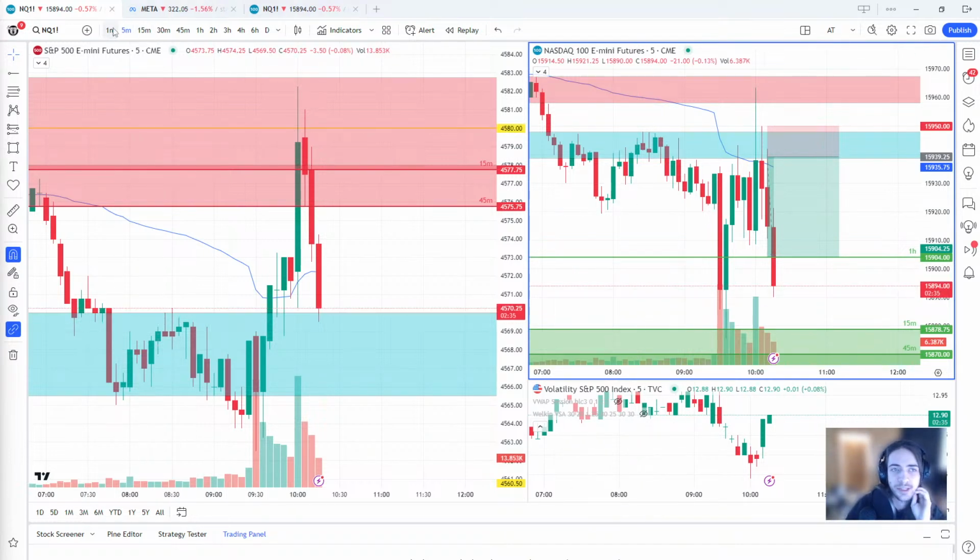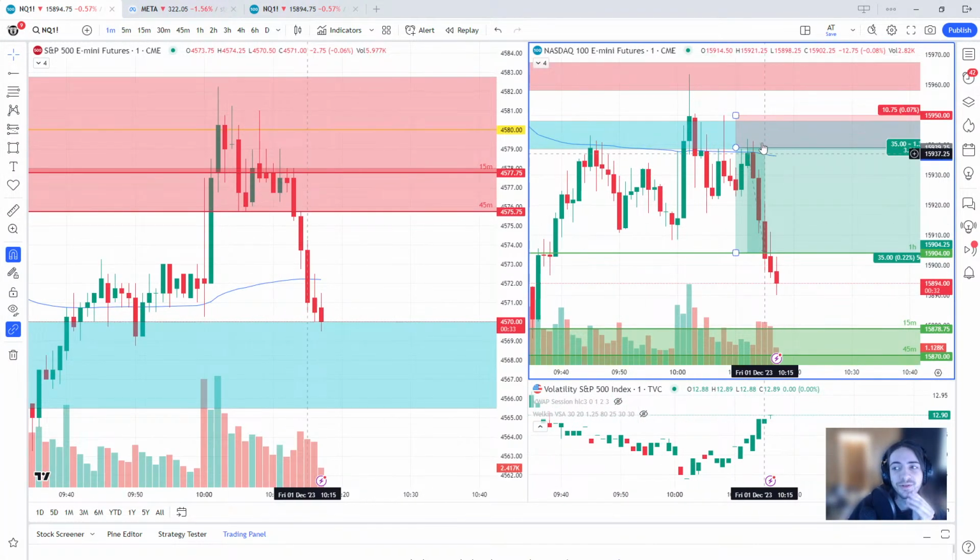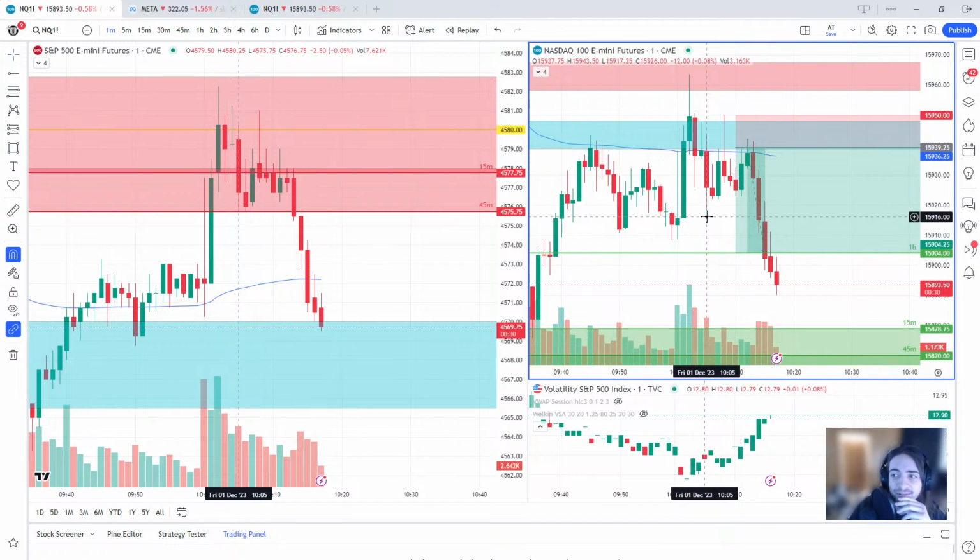And wow, look at these bears, guys. That's crazy. That's insane, dude. We had the shorts up there. Wow.